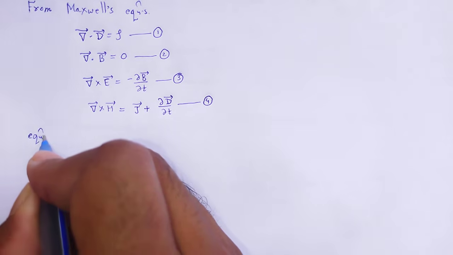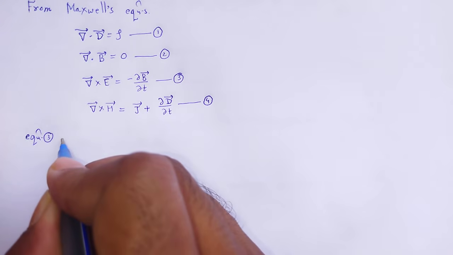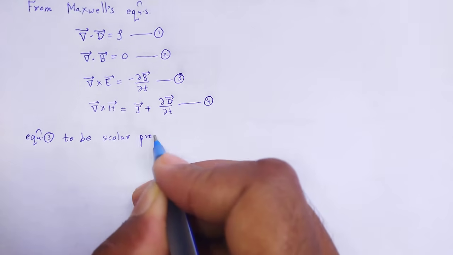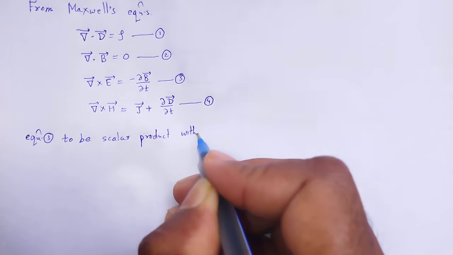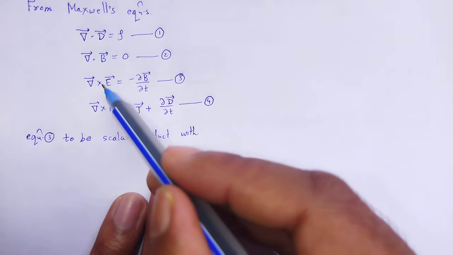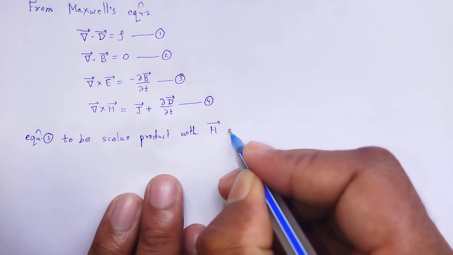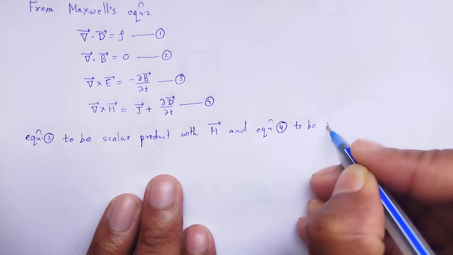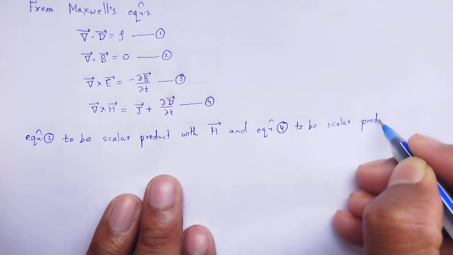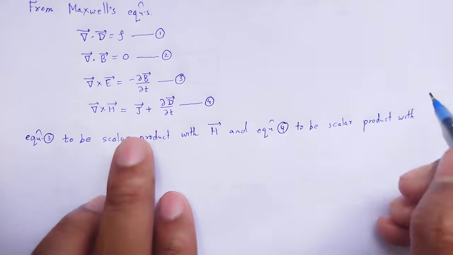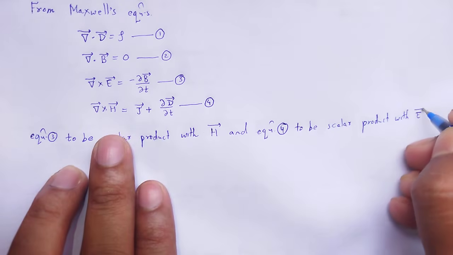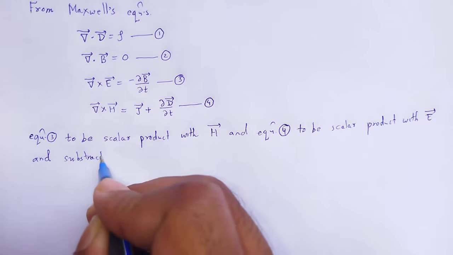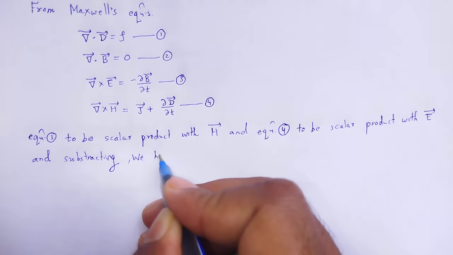Equation 3 to be scalar product with H vector, and equation 4 to be scalar product with E vector, and subtracting.